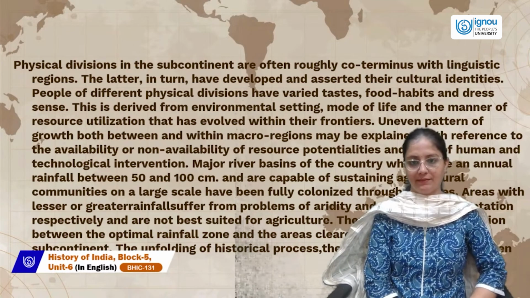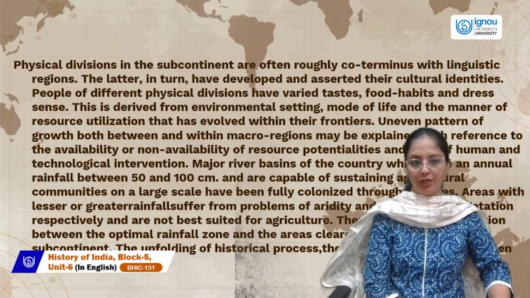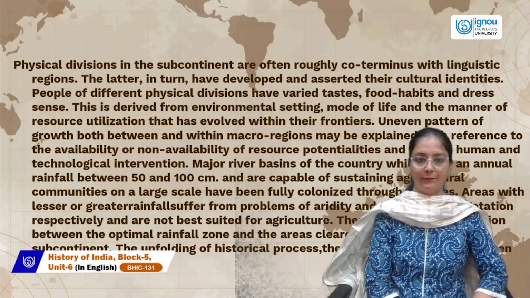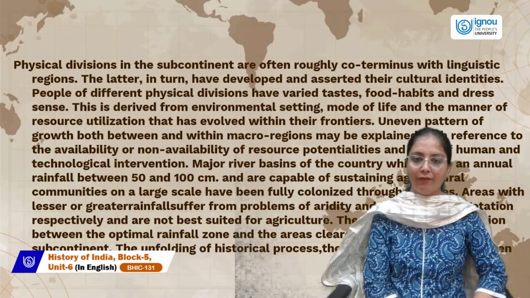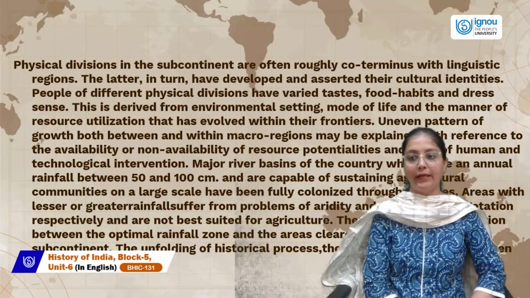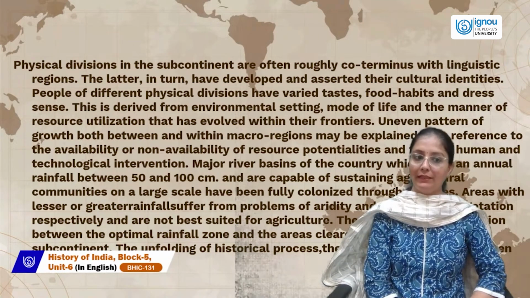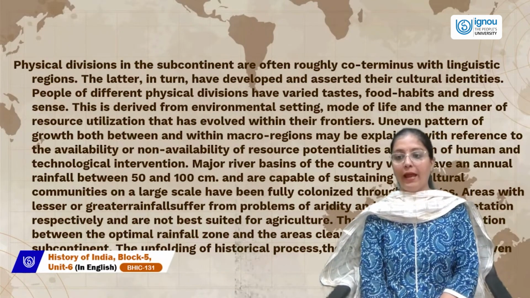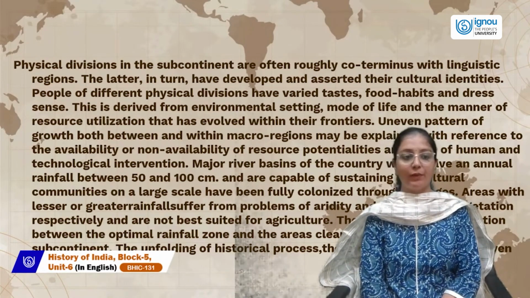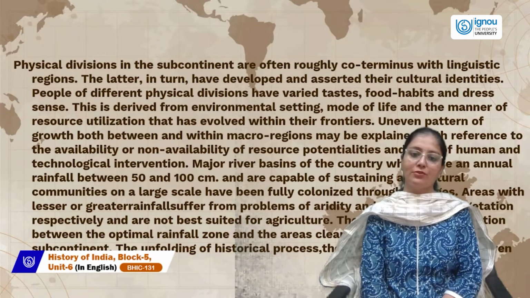Major river basins of the country which have an annual rainfall between 50 and 100 centimeters and are capable of sustaining agriculture communities on a large scale have been fully colonized through the ages. Areas with lesser and greater rainfall suffer from problems of aridity. Areas where the land was arid and thick jungle vegetation, respectively, are not best suited for agriculture.